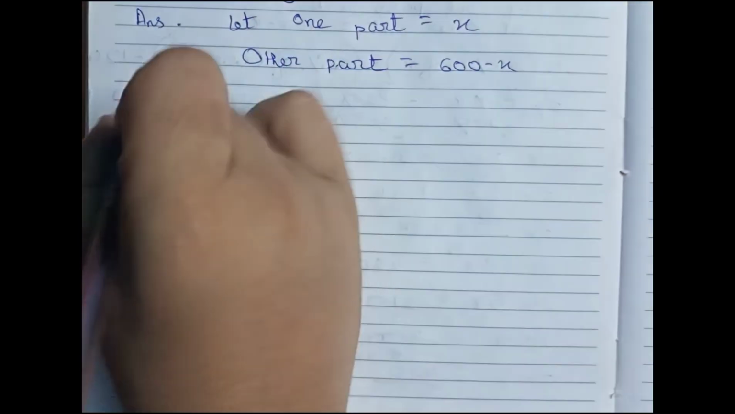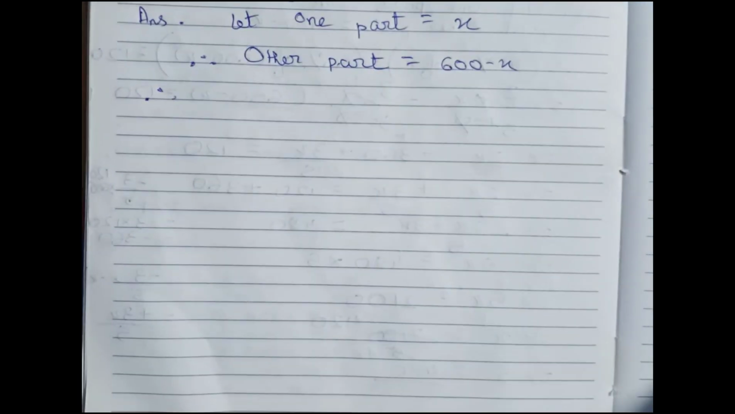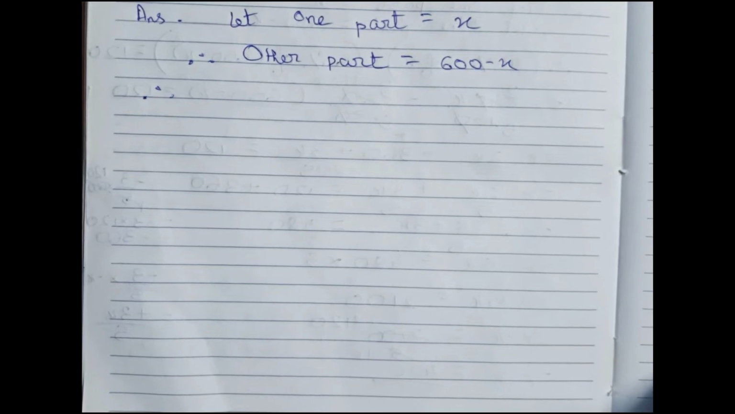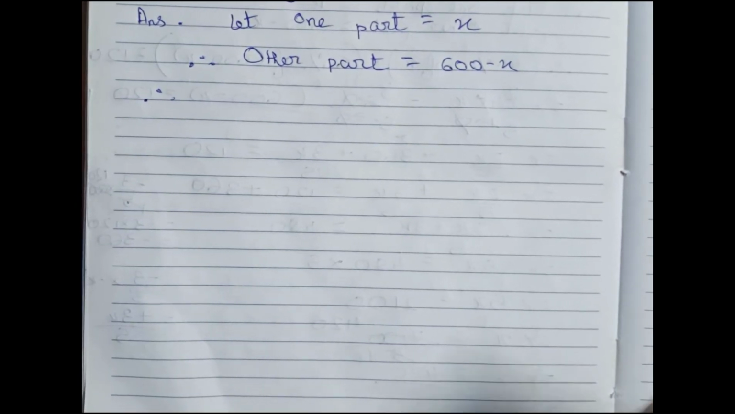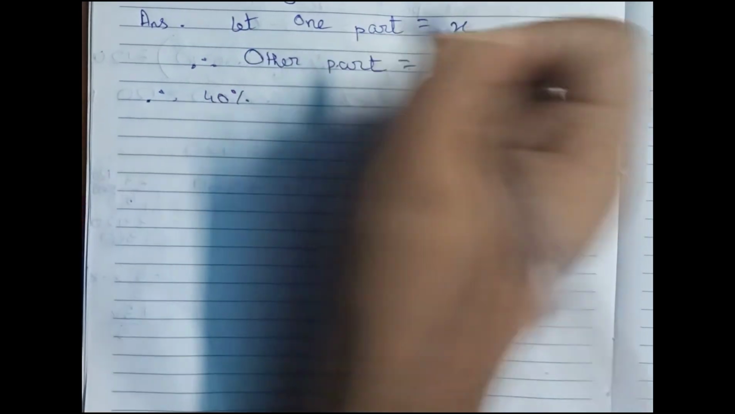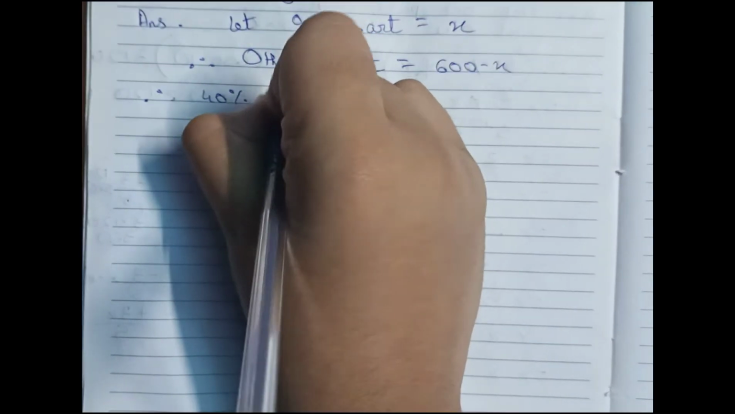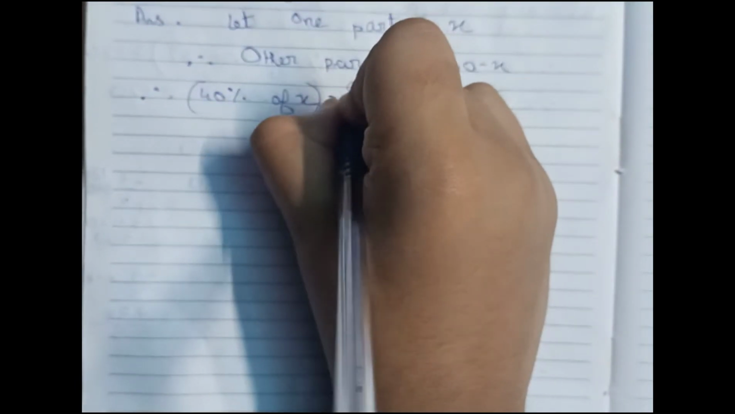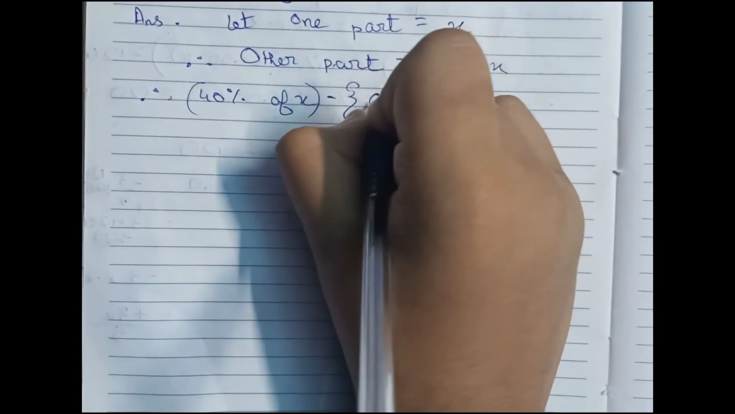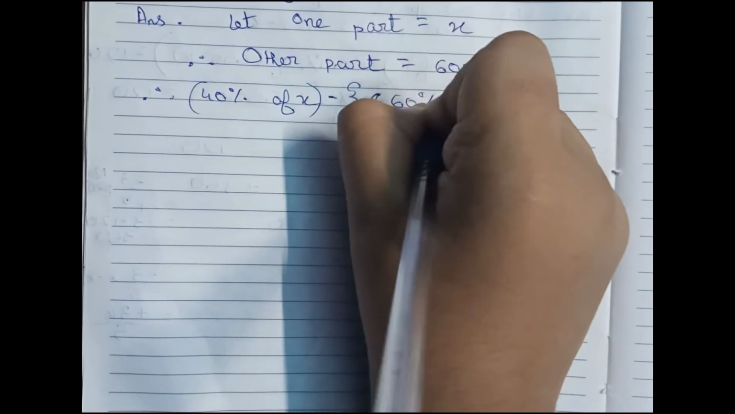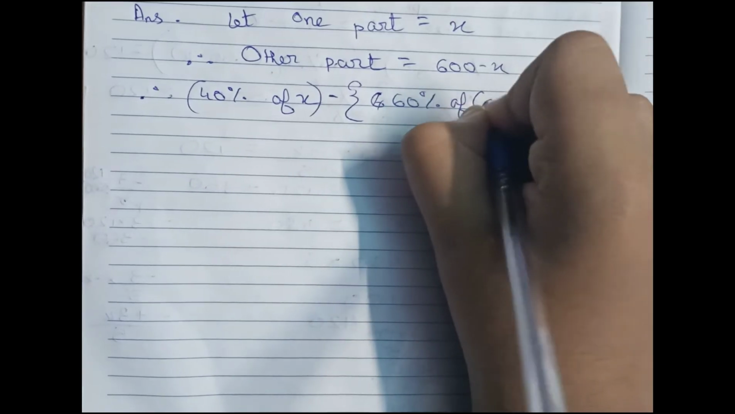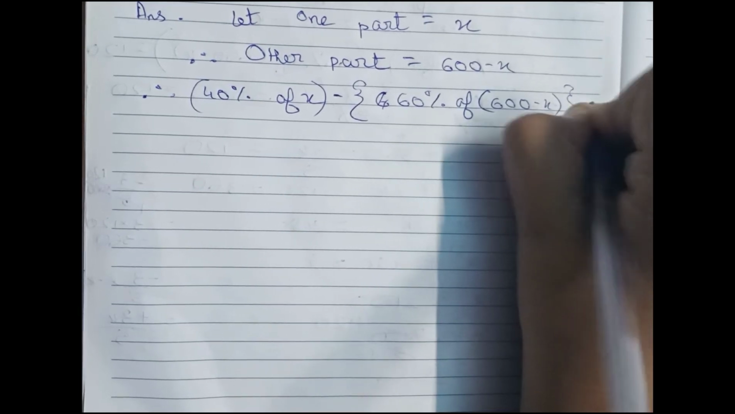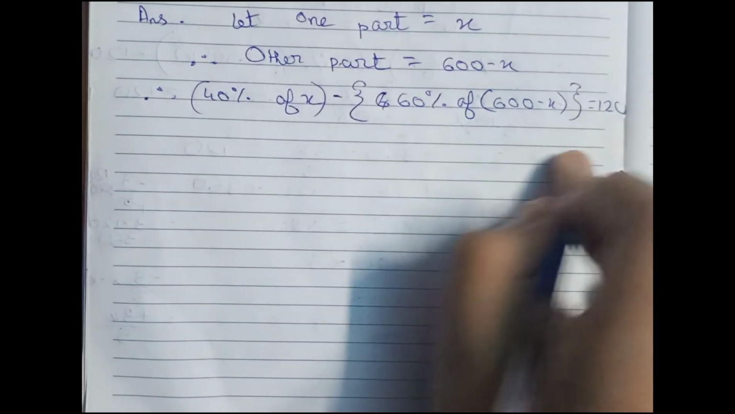So now form our equation. In the question it is given that 40% of one exceeds 60% of the other. So therefore we can write 40% is greater than 60%. So 40% of one, that means of x, we put it in bracket, minus, now second bracket, 60% of, now again in bracket, 600 minus x, of the other. It is given in the question that it is equal to 120. So this is our equation.